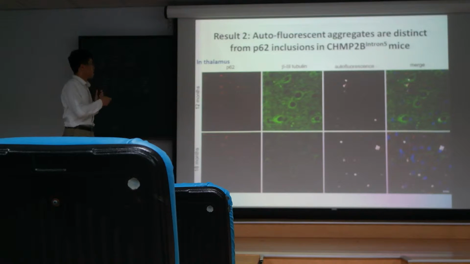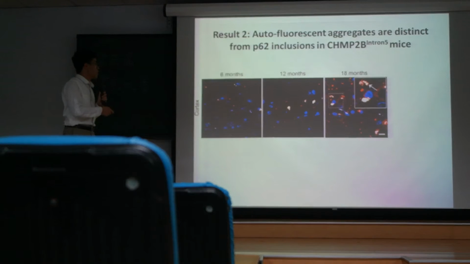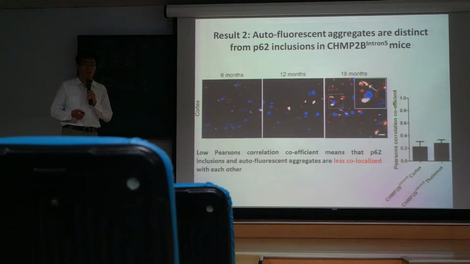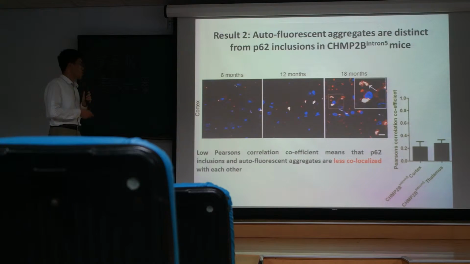Not only in the thalamus but also in the cortex, the red one is the P62 inclusion, and the white one is the truncated mutation of the CAMK2B. Also, the author calculated the Pearson correlation coefficient values. And in both cortex and thalamus, it shows a very low value, which means there is less correlation between the P62 inclusions and the autofluorescent aggregates. So there are two different kinds of proteins.